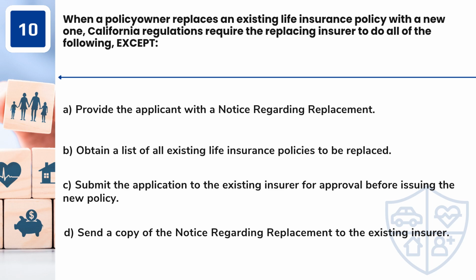Question 10. When a policy owner replaces an existing life insurance policy with a new one, California regulations require the replacing insurer to do all of the following, except: A. Provide the applicant with a notice regarding replacement. B. Obtain a list of all existing life insurance policies to be replaced. C. Submit the application to the existing insurer for approval before issuing the new policy. D. Send a copy of the notice regarding replacement to the existing insurer.